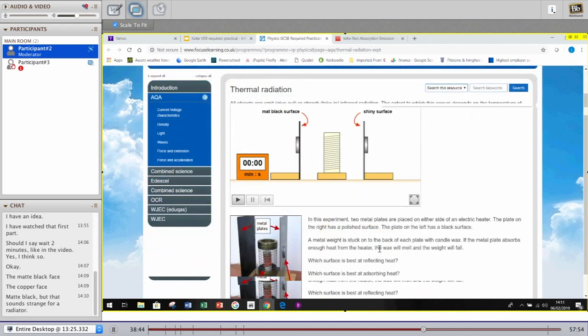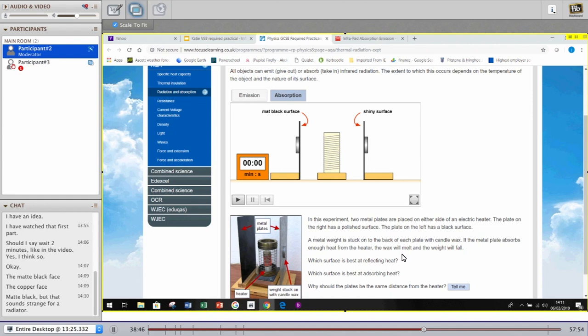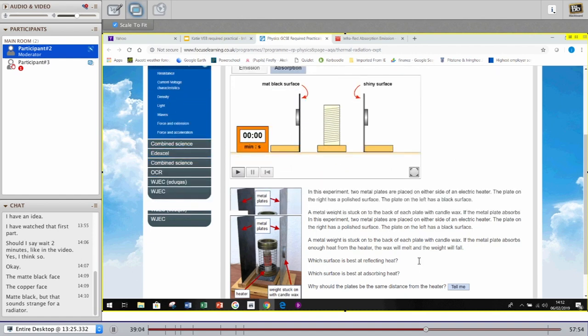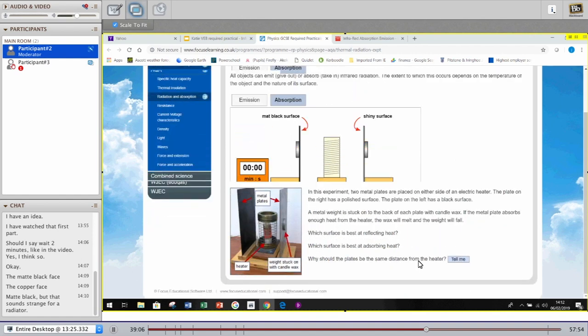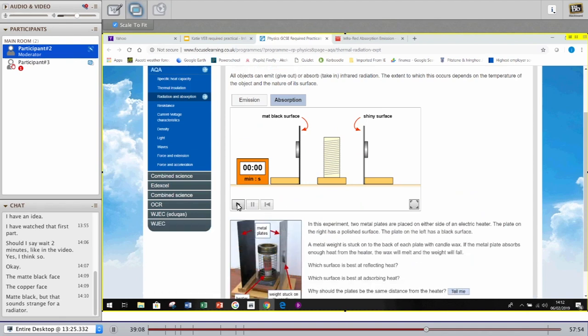Okay, so the weights are stuck on with candle wax, and you turn the heater on, and you time to see how long it takes for those 2 metal weights to fall off. And that gives you an idea of how much of the heat has been absorbed, because the quicker the heat's being absorbed, the quicker the weight is going to fall off. Okay, so do you want to click on the play when you've read it and when you know what's happening? Okay, click on the play button and see what happens.